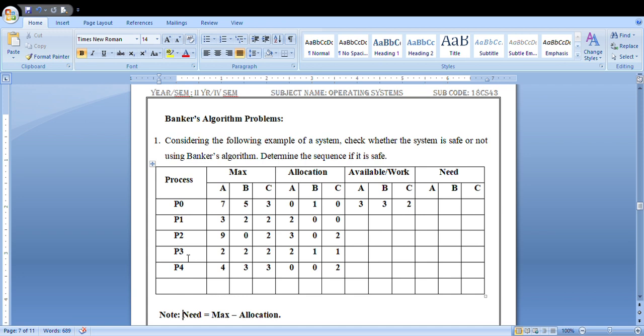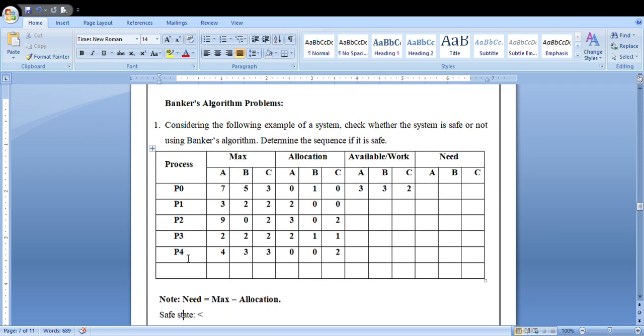Before that, I am going to explain how to solve this. Here I specified that need is equal to... whatever I have written in bold letters is the data given by whoever prepares the question paper. It is given data. What you need to calculate is the need value. How will you calculate the need value? There is a formula for calculating the need value: maximum value minus allocation value.